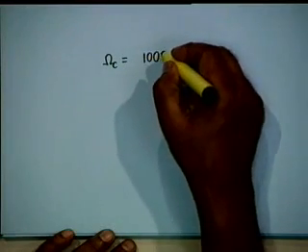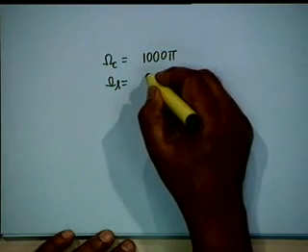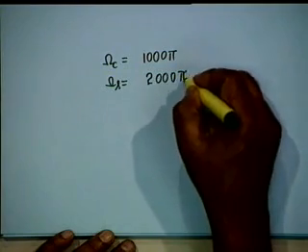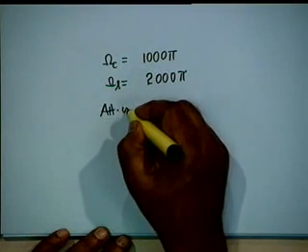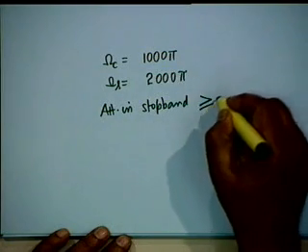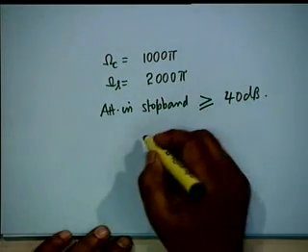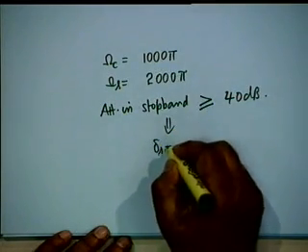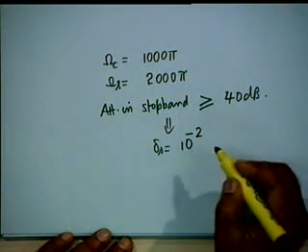And then we had taken an example. The example was omega p equal to 1000 pi and omega s equal to 2000 pi. Attenuation in stop band, this is how it is specified: attenuation in stop band greater than or equal to 40 decibel, which gives rise to delta s equal to 10 to the minus 2.